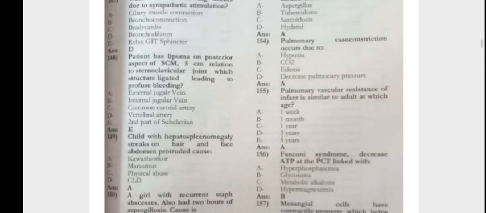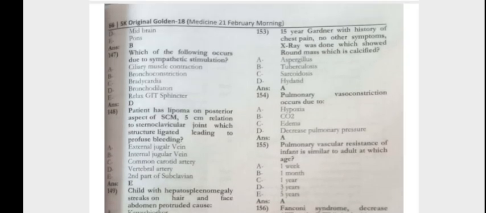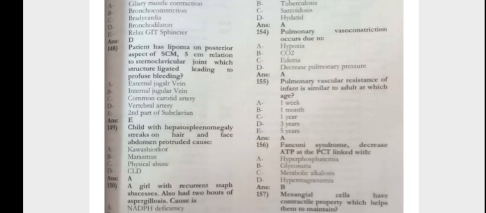The 60-year-old developed pain in the calf muscles after walking 100 yards. The pain is due to popliteal artery disease. Next, the esophageal granules contain actinomycetes. Next, a 15-year-old gardener has a history of chest pain, no other symptoms. X-ray was done, which showed a round mass which is calcified. That is aspergillus. Pulmonary vasoconstriction occurs due to hypoxia.